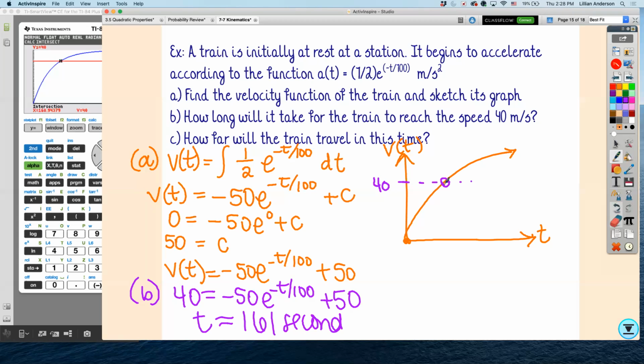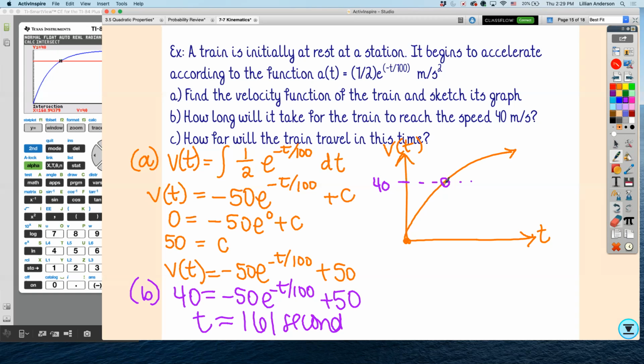How far? How do I figure that out? You find displacement, right? Of when the velocity goes. So you have to plug in 161 seconds. And then you have to integrate that one. Now I have to integrate from 0, where it starts, to that time for my velocity function.